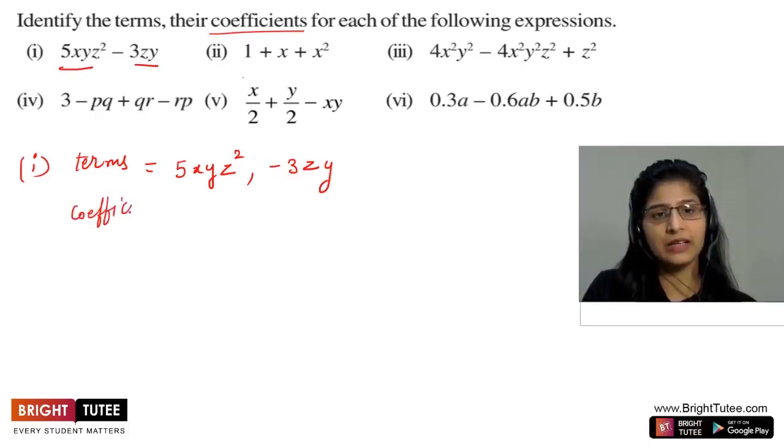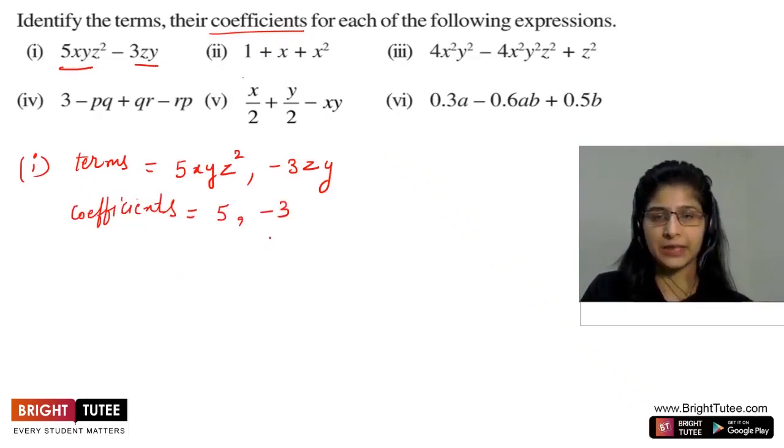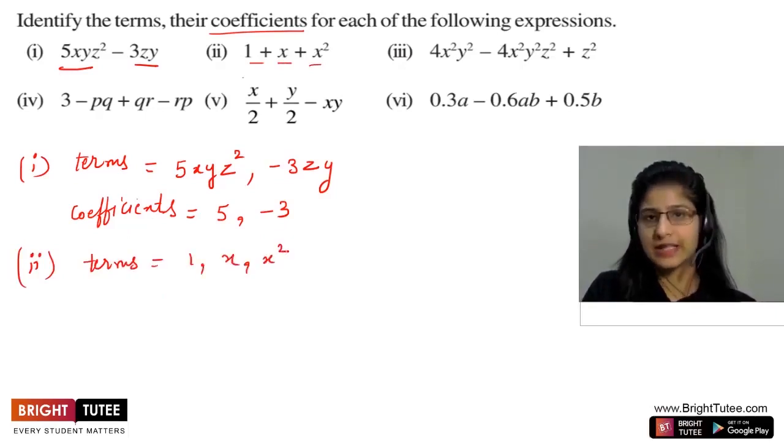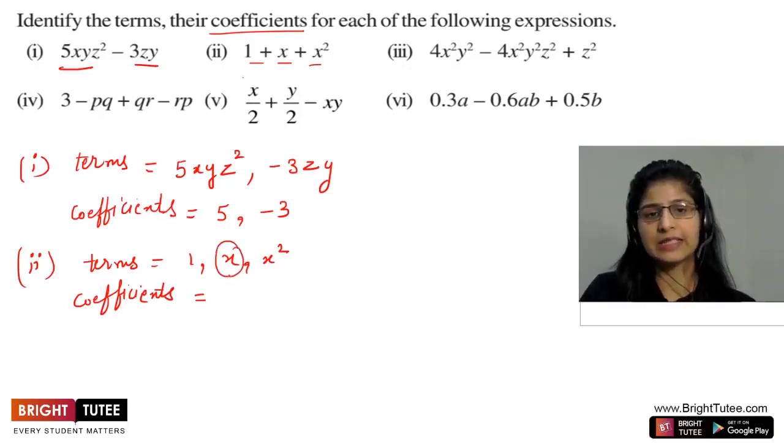The coefficients are, of the first term xyz square, the coefficient is 5, and of the second one the coefficient is minus 3. Right. For the second one, if we solve, it is 1 plus x square. So how many terms do you see? There are three terms, 1, x and x square. 1 is a constant term, there is no coefficient for that. This is x, its coefficient is 1. Whenever nothing is written in front of x, we consider it as 1. X square also it is 1. So the coefficients are 1 and 1.